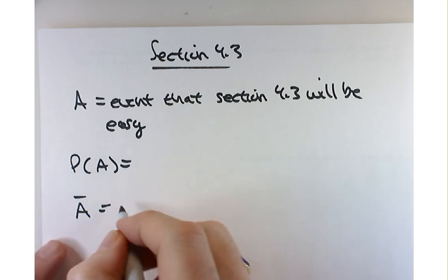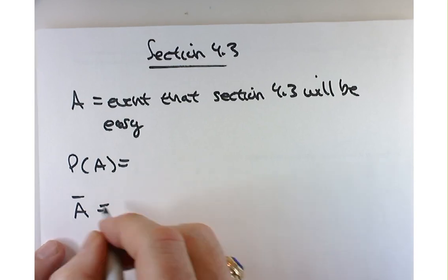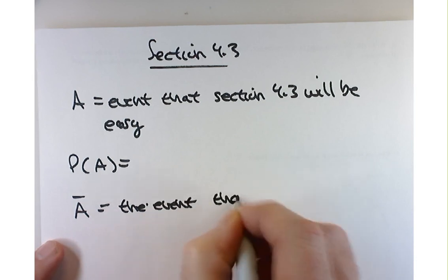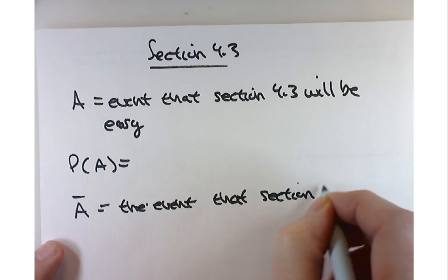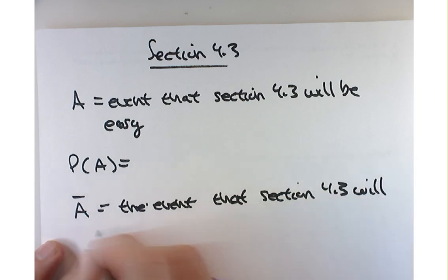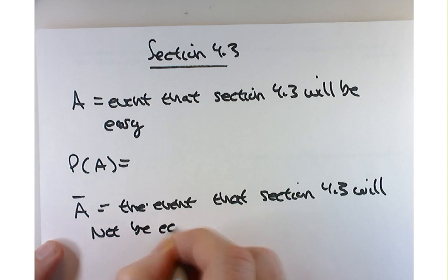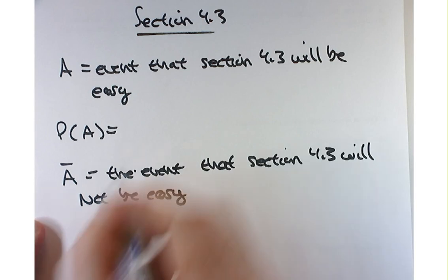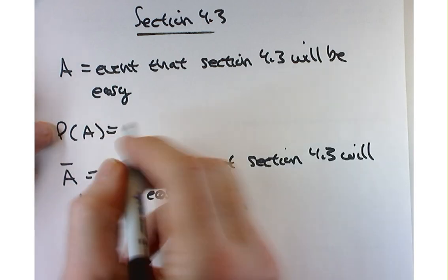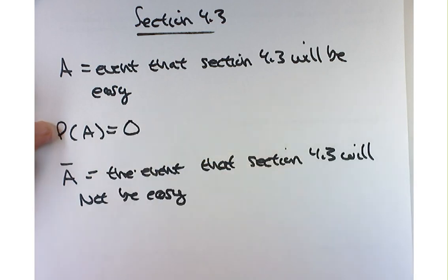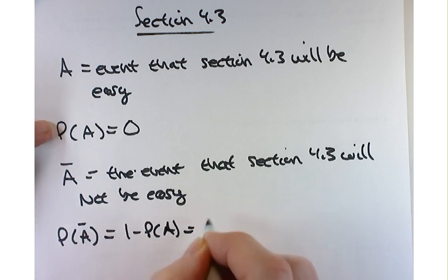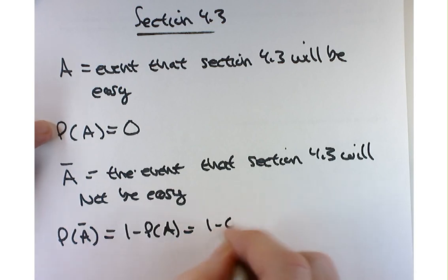So that's a polite way to say, all right, you're going to have to work a little bit harder on this one. The event that section 4.3 will not be easy. Now, how hard it is obviously going to depend on you, but I would probably say this. Probability that event A happens is 0. It's not going to be easy. What's that mean about the probability of A bar? 1. Yeah. 1 minus the probability of A, which is 1 minus 0, which is 1.